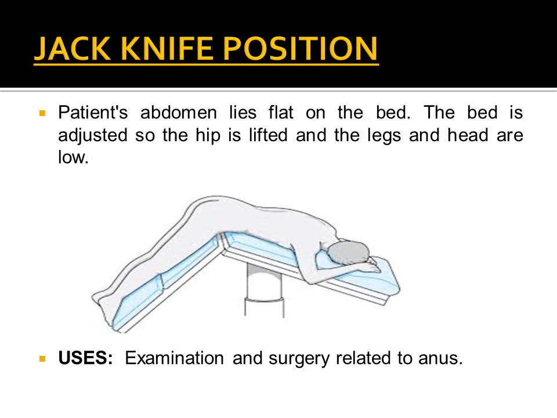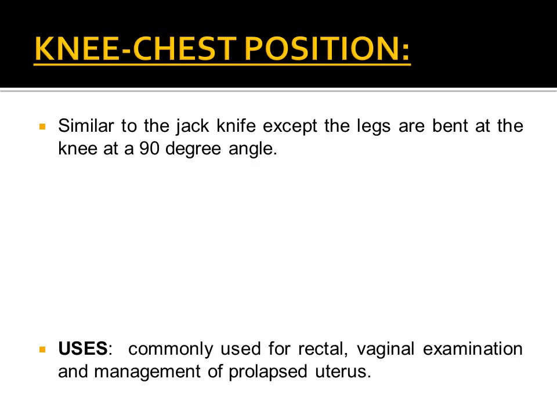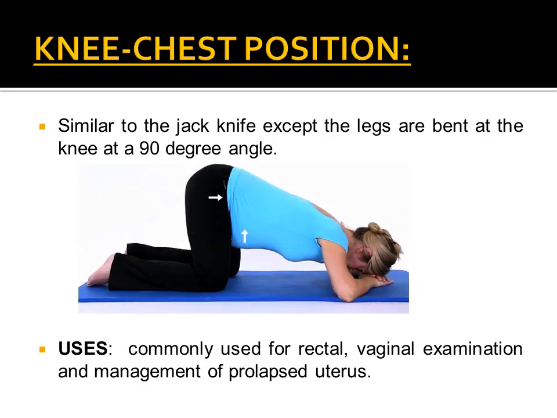Now, jackknife position. In that, patient's abdomen lies flat on the bed. The bed is adjusted so the hip is lifted and the legs and head are low. Uses: examination and surgery related to anus. Now, knee chest position. It is similar to the jackknife except the legs are bent at the knee at a 90-degree angle. Uses include: commonly used for rectal, vaginal examination and management of a prolapsed uterus.